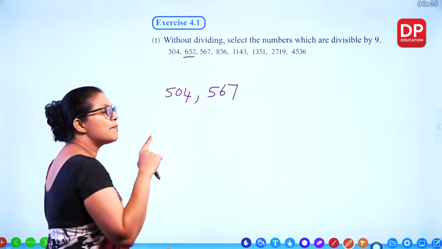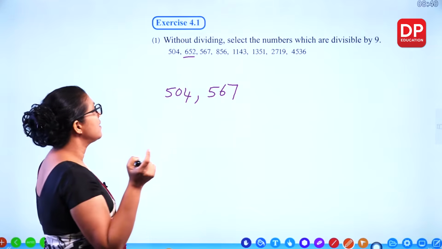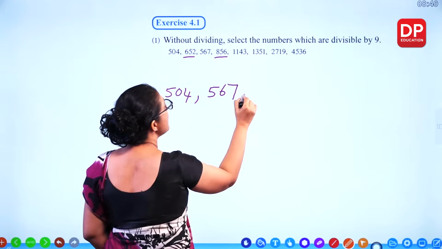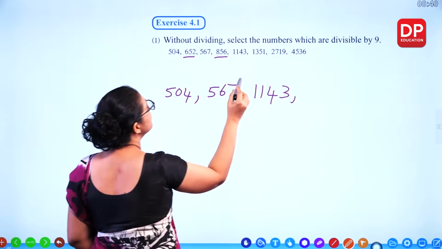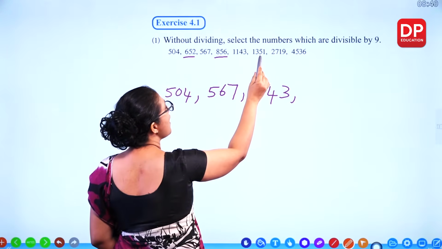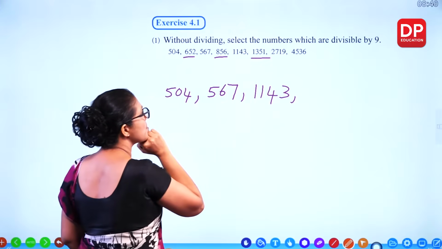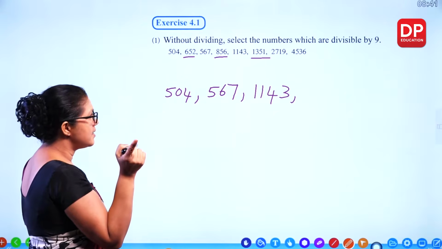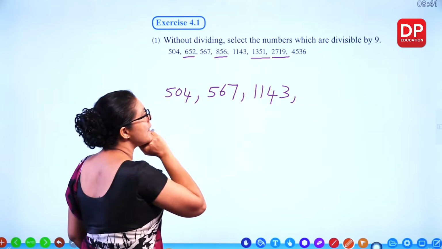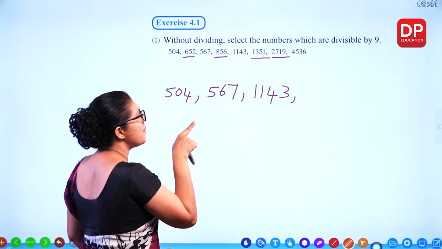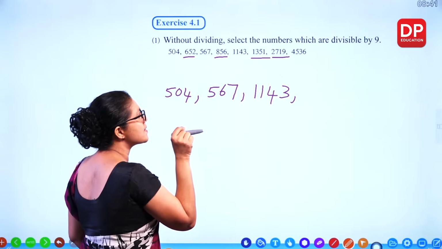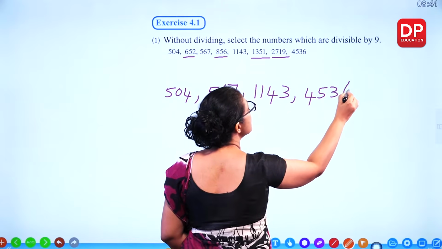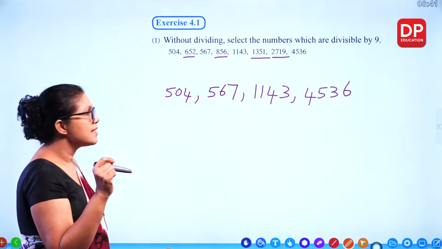6 plus 5, 11. 11 plus 8, 19. That's not possible. 2, 2 plus 4, 6. 6 plus 3, 9. That's possible. 1 plus 3, 4. 4 plus 5, 9. 9 plus 1, 10. That's not possible. 2 plus 7, 9. 9 plus 1, 10. 10 plus 9, 19. That's not possible. And the last one, 4 plus 5, 9. 9 plus 3, 12. 12 plus 6, 18. 18 means, yes, it is divisible by 9 because the digital root is 9.